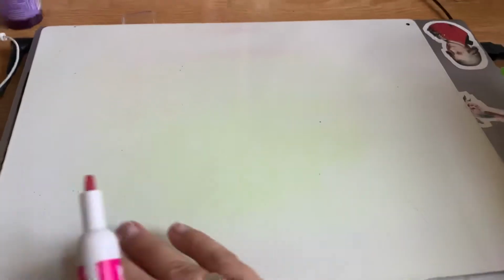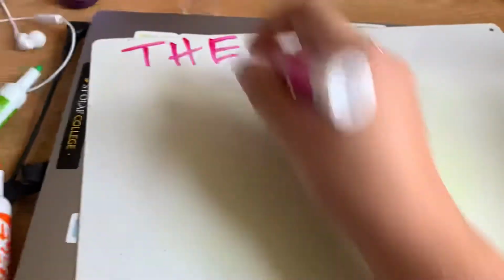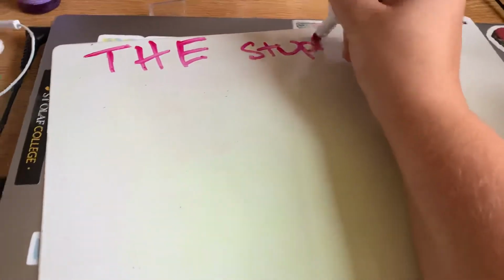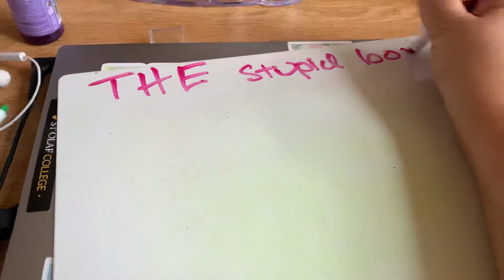Theory 1, 2, 3, 4, 5, 6, 100, you name it. You can see my Expo markers, sorry. But it is called the stupid box. Super phenomenal name. My high school choir director came up with it.